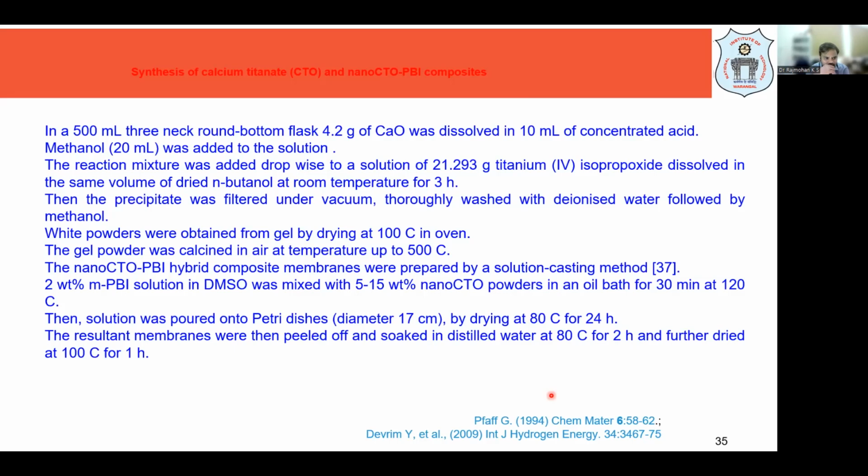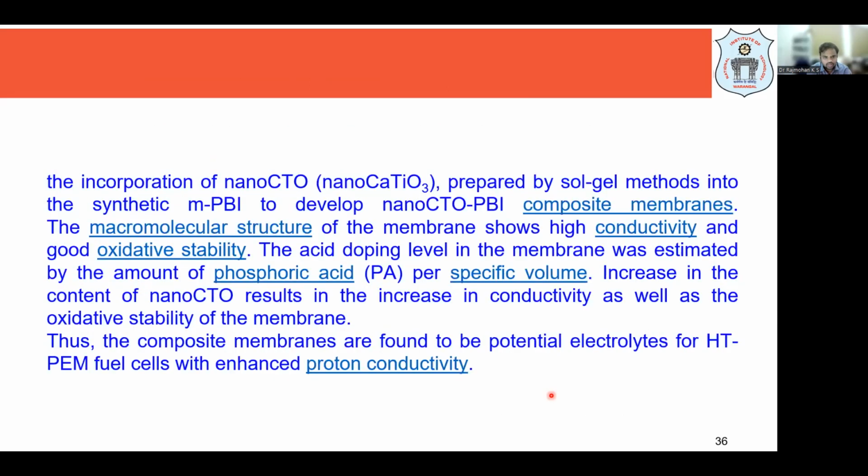Okay. For that, we mix a 2 weight percent MPBI solution in DMSO with 5 to 15 weight percent nano CTO powder in an oil bath for 30 minutes at 120 degrees Celsius. Then that solution is poured into petri dishes of diameter 17 centimeters. By drying at 80 degrees Celsius for 24 hours, we get a final membrane, which can be easily peeled off from the petri dishes, and then soaked in distilled water at 80 degrees Celsius for 2 hours, and then dried further at 100 degrees Celsius for 1 hour. Okay. So this is the procedure for preparing our materials.